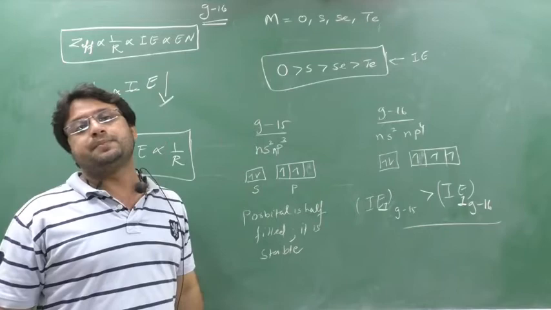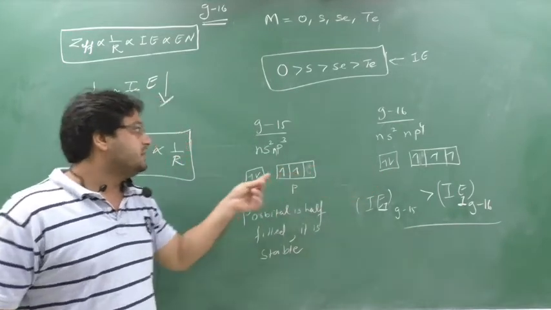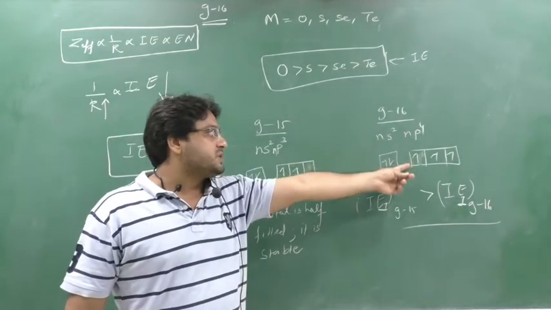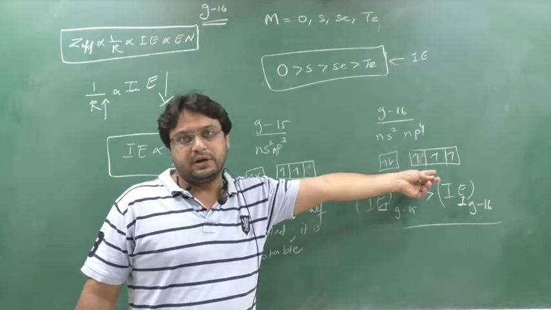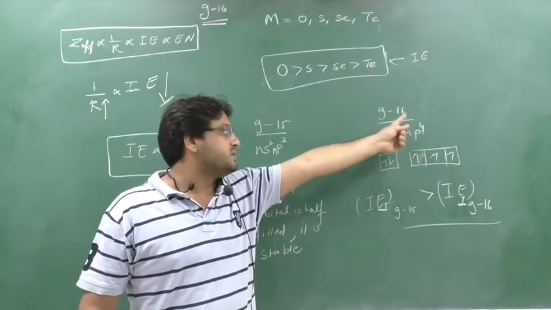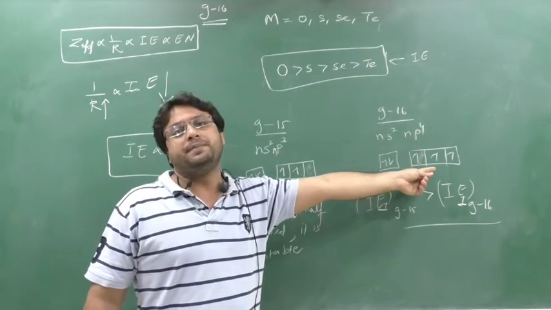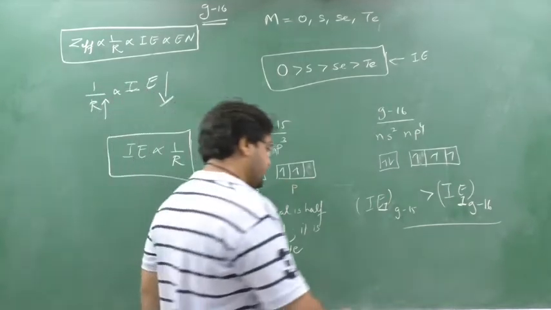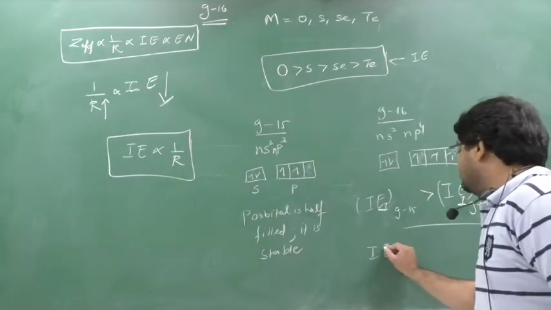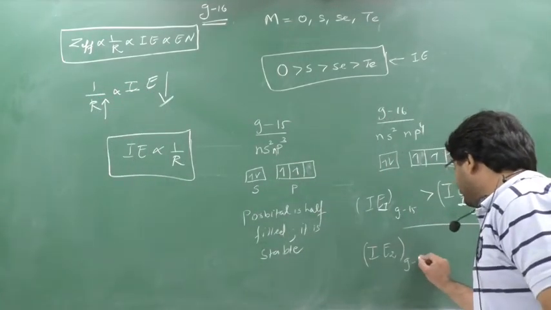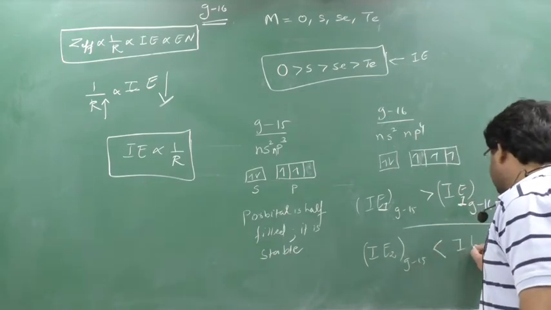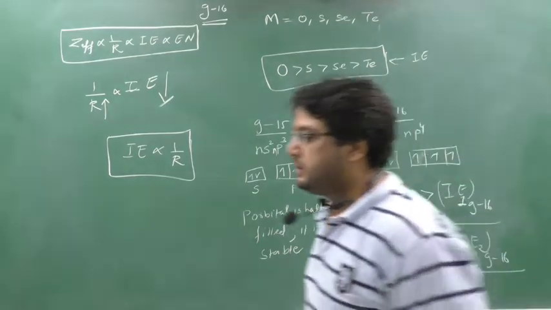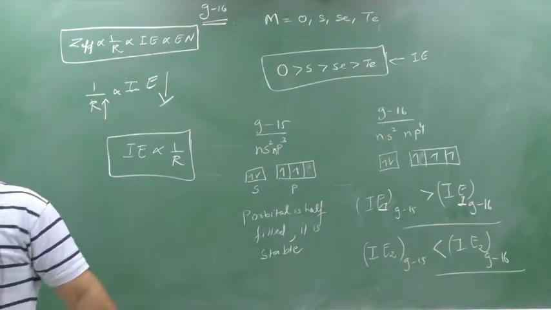the second ionization enthalpy of group number 16 will be higher than group number 15, because to remove the second electron from group number 16, I am removing it from the half filled p orbital, so it gets extra stability, whereas it does not get that here. So the second ionization enthalpy of group number 15 will be less than the second ionization enthalpy of group number 16. Why? Because second ionization enthalpy means the energy required to remove the second electron.